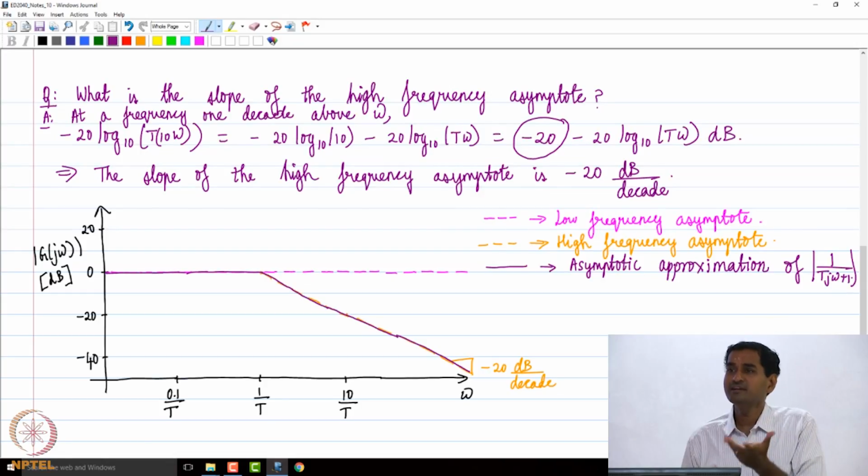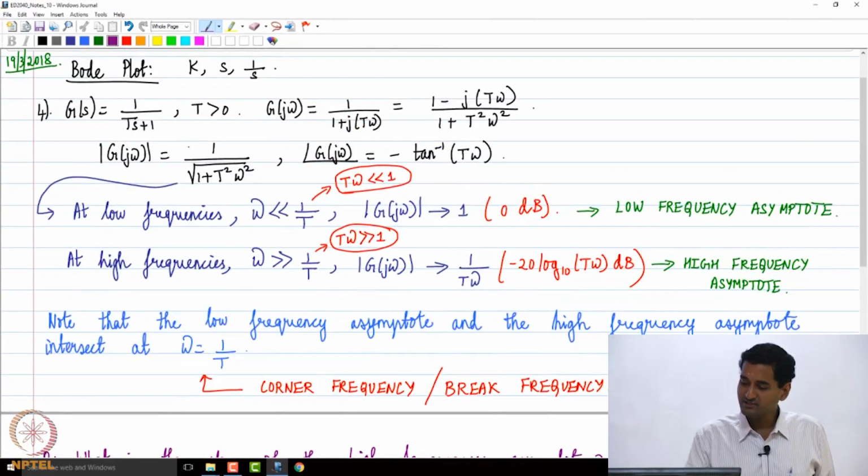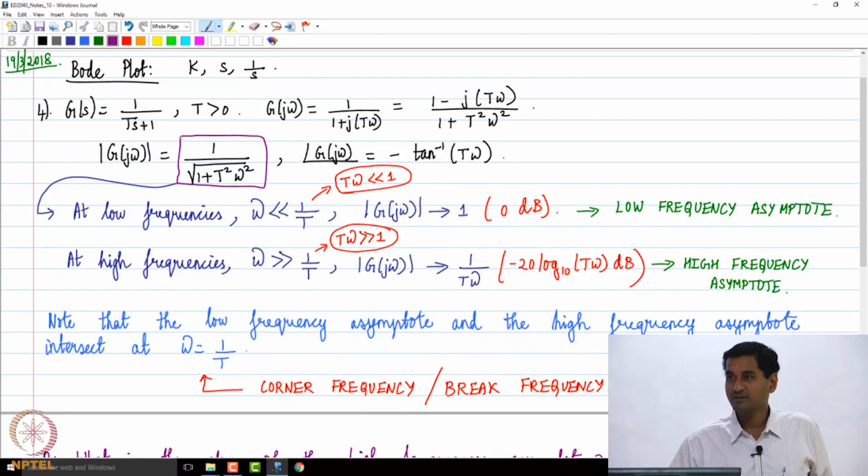But what about the real curve? So how does it look? Because this is basically a non-smooth curve. Why? Although it's continuous, at omega equals 1 by T you suddenly have the slope changing. But the real function is a smooth function. So what is the actual magnitude? You can see that that's going to be 1 by square root of 1 plus T squared omega squared.